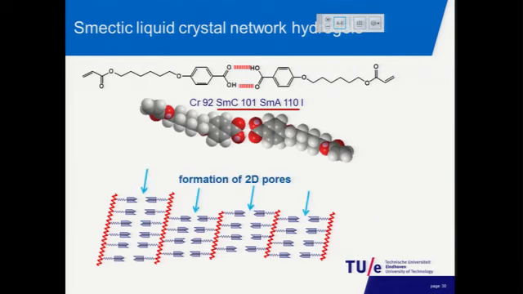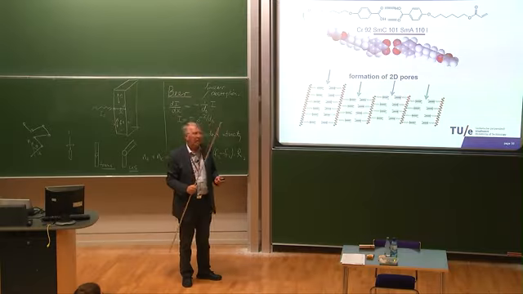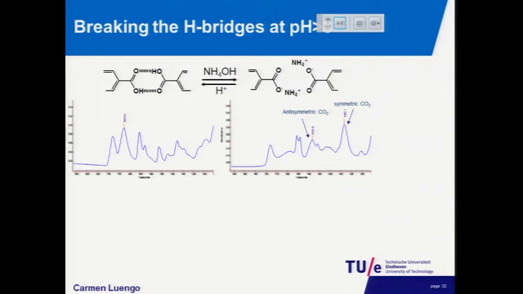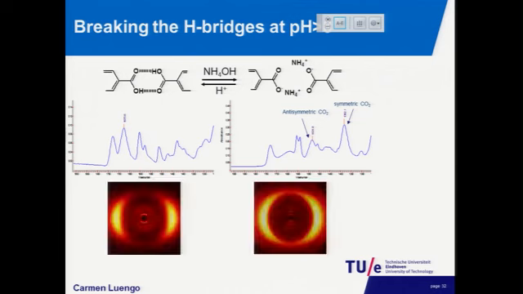If you would do it like this, the whole system would disintegrate, and for that reason, we have also brought in a fully covalent crosslinker into the system to keep the layers together. Well, you can see, just shown by an infrared analysis, that this breaking of the hydrogen bridges is quite nicely complete, so to say.